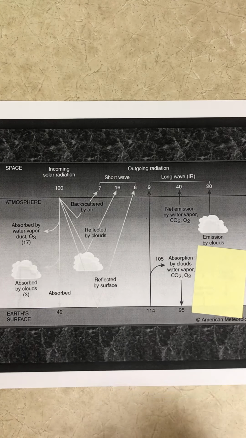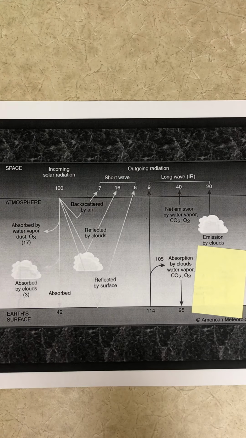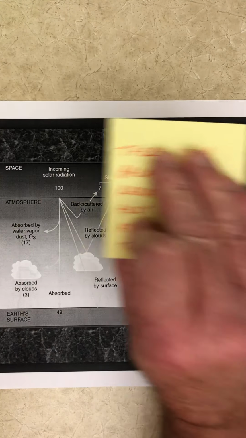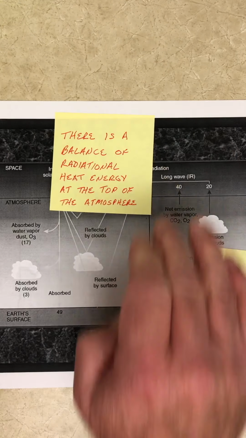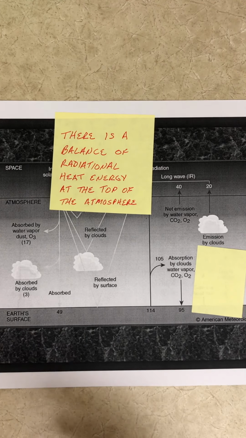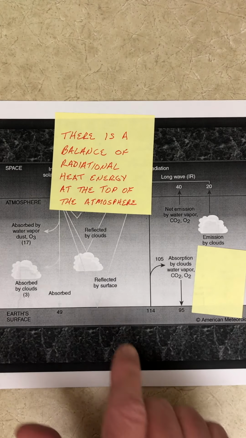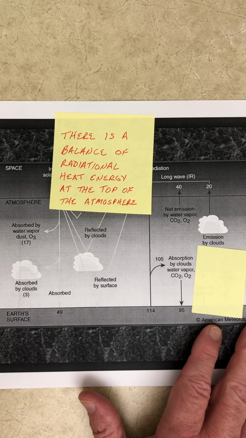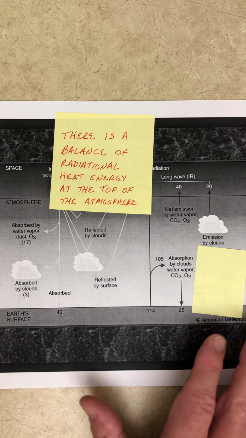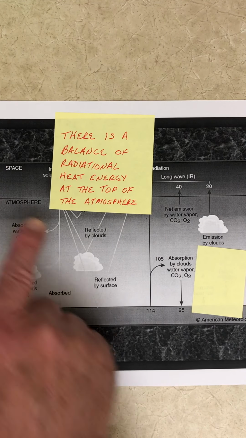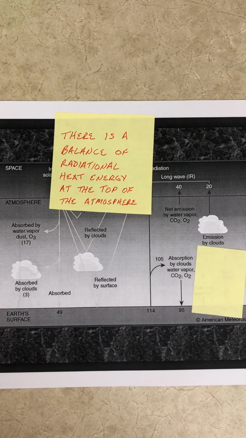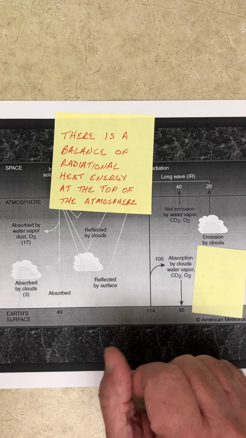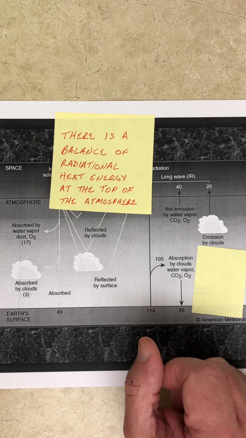Okay, and so that's our first point here. If you might want to write this down, I don't know where to put this, but this is the first point you need to realize from this graph. There is a balance of radiational heat energy at the top of the Earth's atmosphere. Okay, 100 units coming in, 100 units going out, and that shouldn't surprise us, because we've learned the 4 laws of radiation.